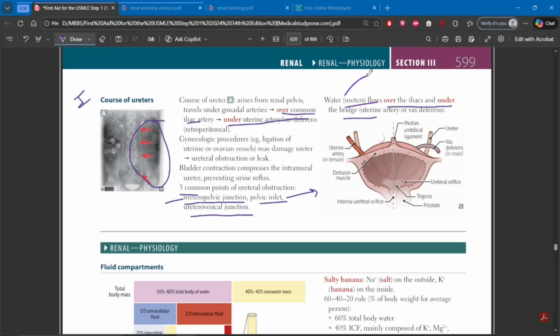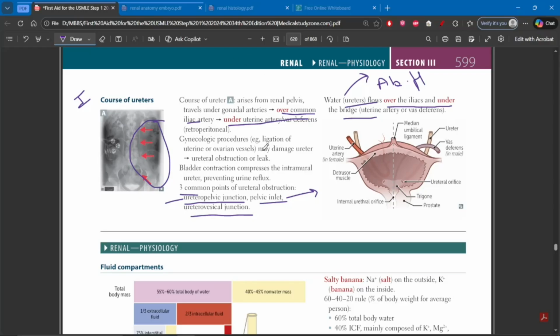The ureter is most commonly damaged in abdominal hysterectomy also. I hope you know what a hysterectomy is. Hysterectomy is when we are taking out the uterus of the patient. That's what hysterectomy is basically. So ureters are most commonly damaged. The iatrogenic etiology of ureteral damage is hysterectomy. You must know that.